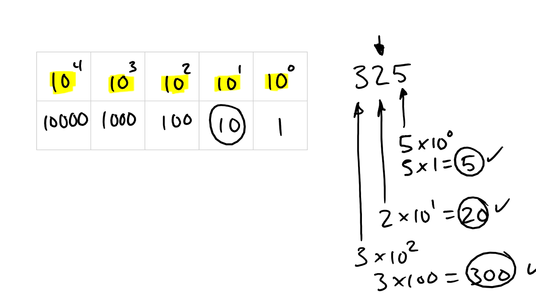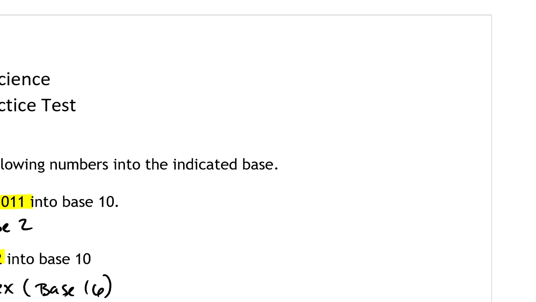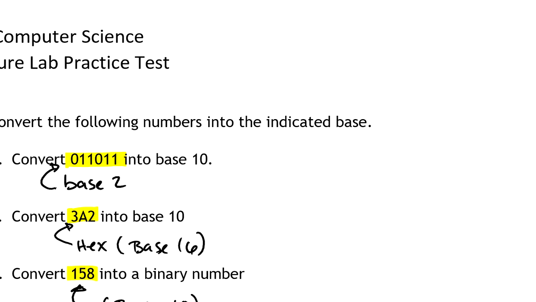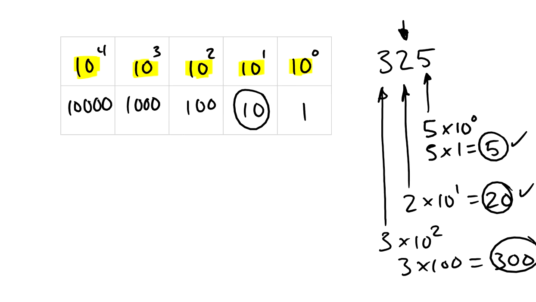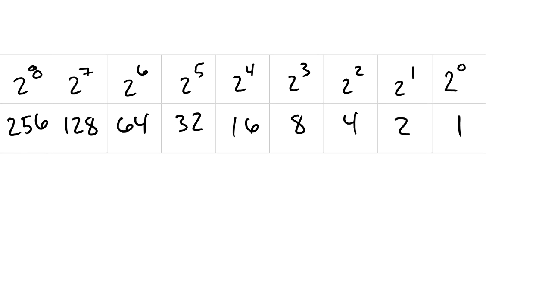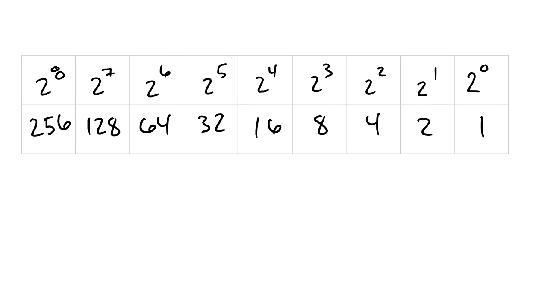The two that we use often in computer science are base 2 or binary, and we also use hexadecimal or base 16. And the first question that we have here says, please write this number 011011 into base 10. So it's a base 2 number system. We need to write it in base 10. Well, let's take a look at base 2.